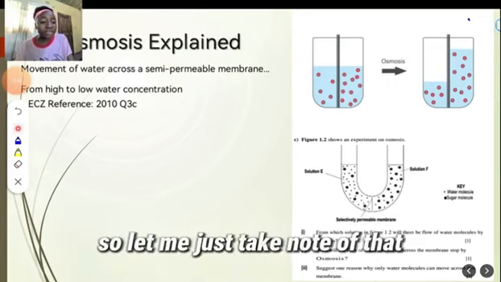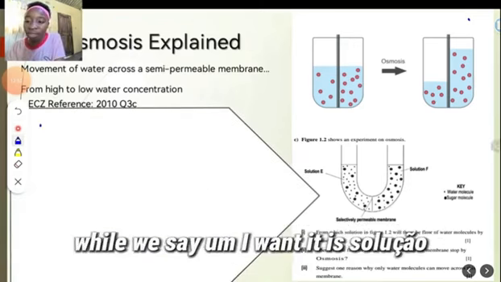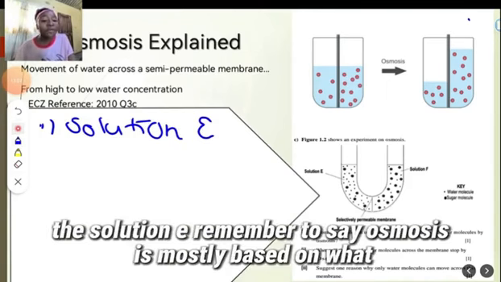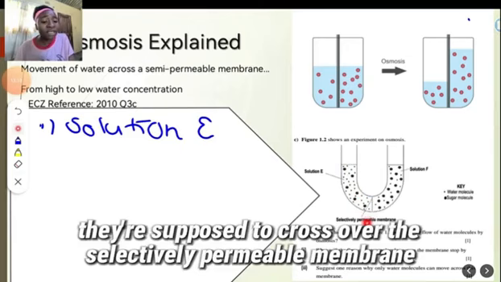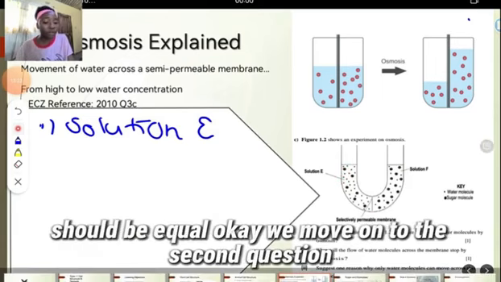Okay? So let me just take note of that. So the first answer we're going to write here, while we say I1, it is solution E. Okay. So this is the solution E. Remember to say osmosis is mostly based on what? It is based on water molecules. And you can see the water molecules are a lot inside. Meaning they're supposed to cross over the selectively permeable membrane to fit in, so the concentration gradient should be what? Should be equal. Okay. We move on to the second question.